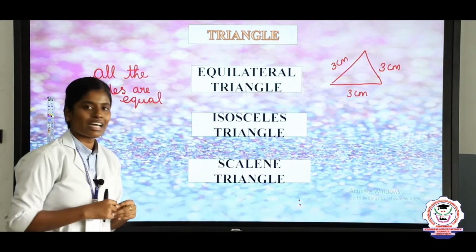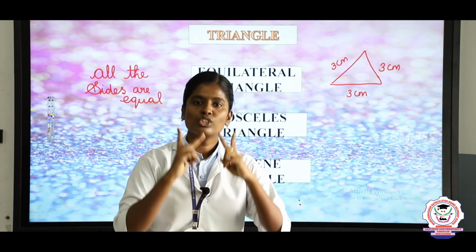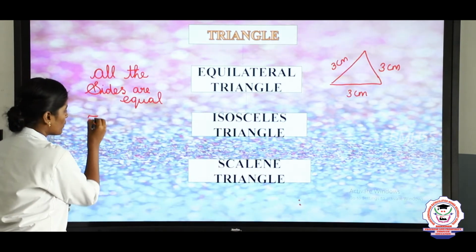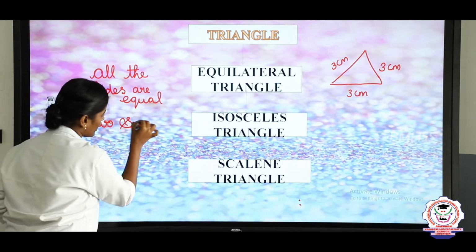Our next topic is isosceles triangle. An isosceles triangle is a triangle with 2 sides equal.